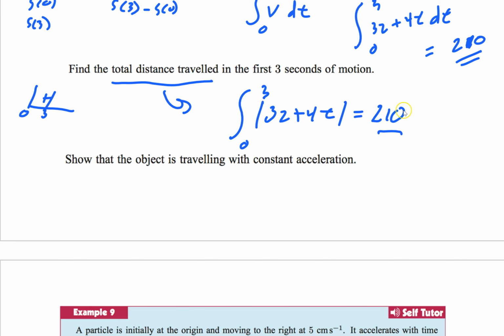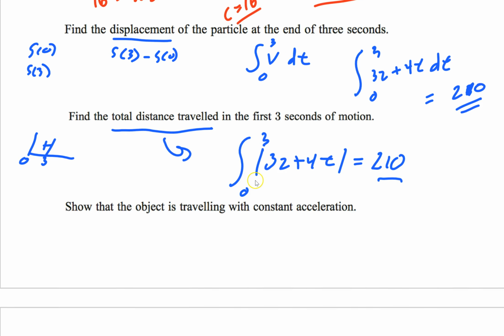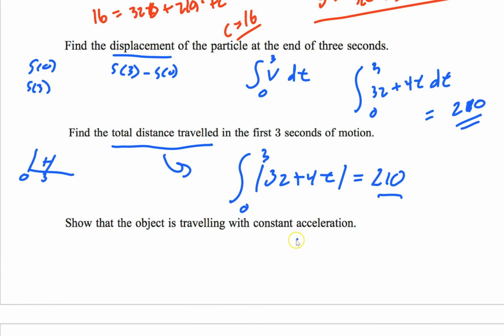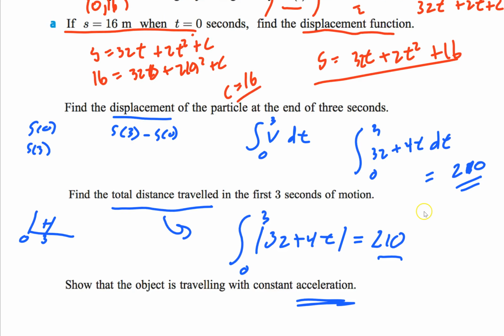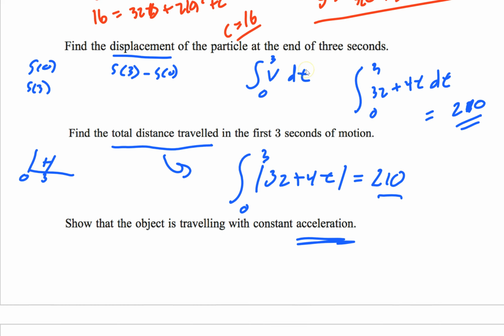This case does change. Show the object is traveling with constant acceleration. Now remember, acceleration is the second derivative. So you go back to your velocity. Velocity is this. It's more of a review problem. I want to find the constant acceleration. Well, take the derivative. The derivative of the constant goes away, the derivative of the other term is just 4. Acceleration is constantly 4. So let's try with the constant acceleration.